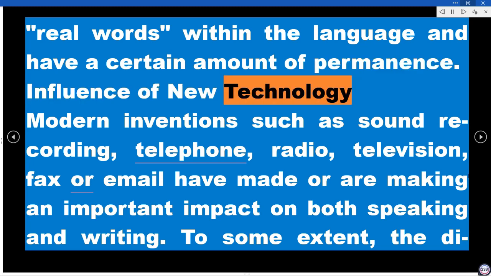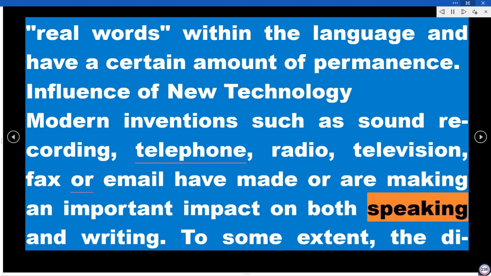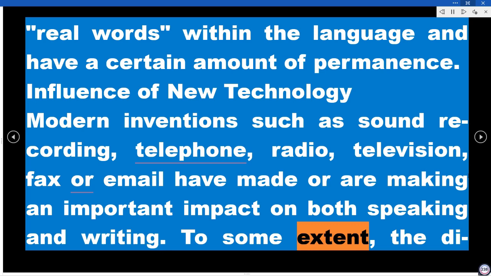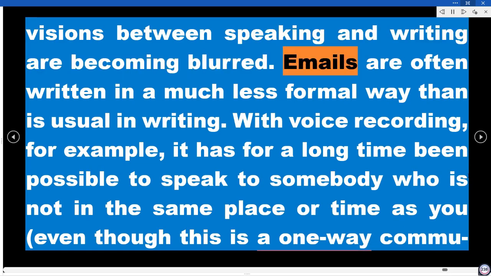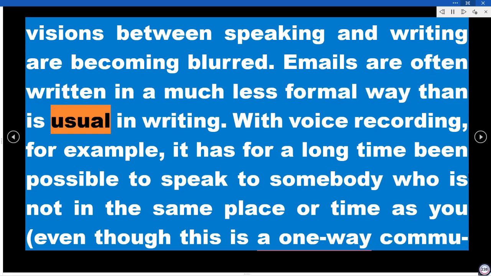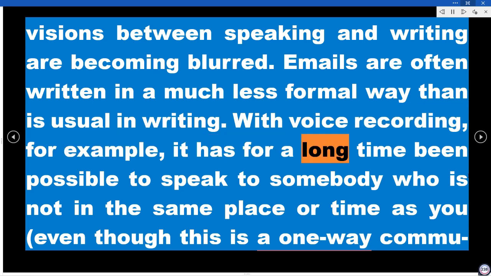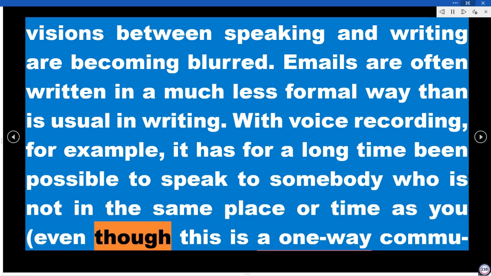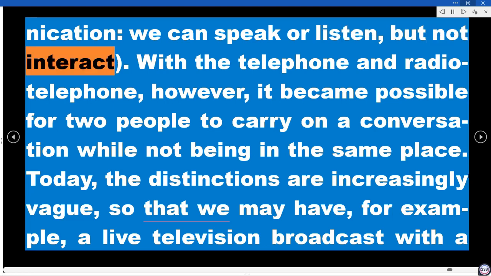Influence of new technology. Modern inventions such as sound recording, telephone, radio, television, fax or email have made or are making an important impact on both speaking and writing. To some extent, the divisions between speaking and writing are becoming blurred. Emails are often written in a much less formal way than is usual in writing. With voice recording, for example, it has for a long time been possible to speak to somebody who is not in the same place or time as you. Even though this is a one-way communication, we can speak or listen, but not interact.